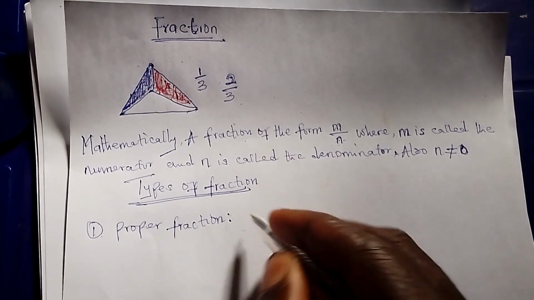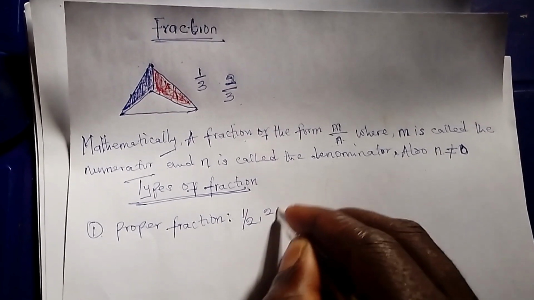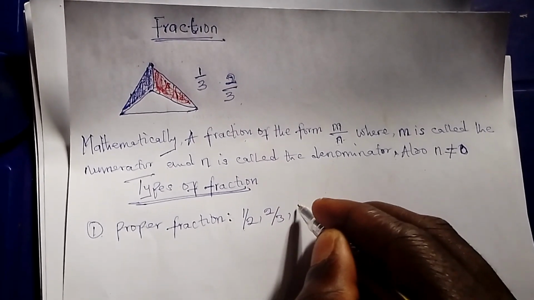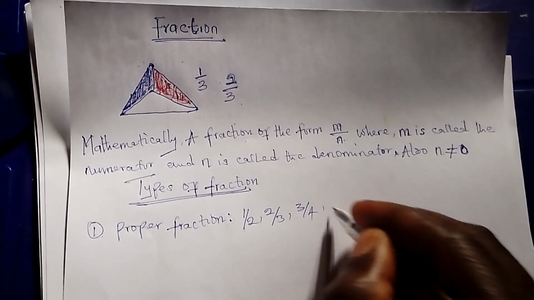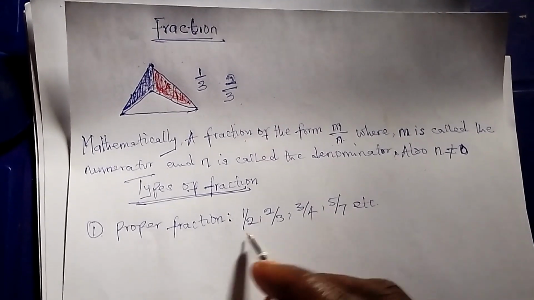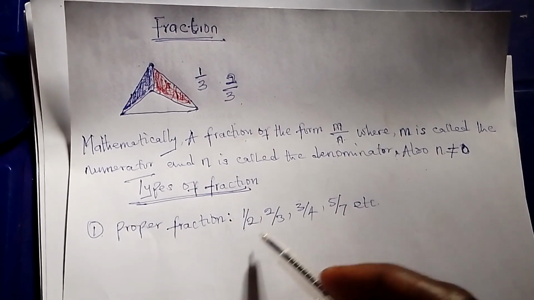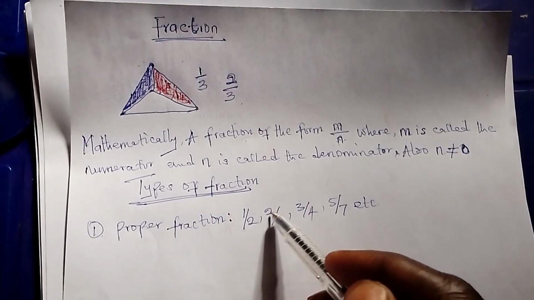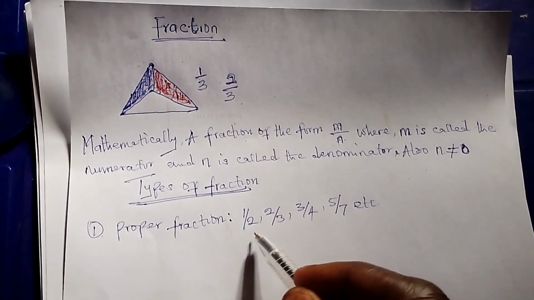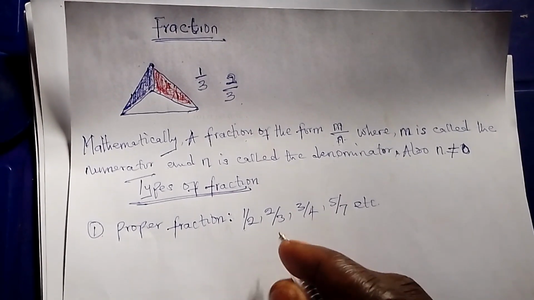An example of it is 1 all over 2, 2 all over 3, 3 all over 4, 5 all over 7, etc. Looking at this example, the numerator here is less than the denominator. A fraction of this form is called proper fractions.